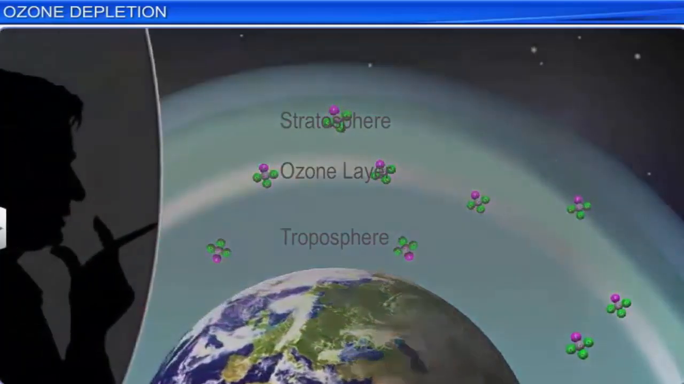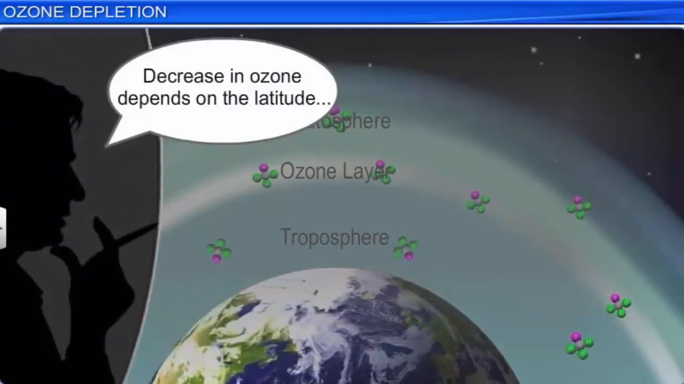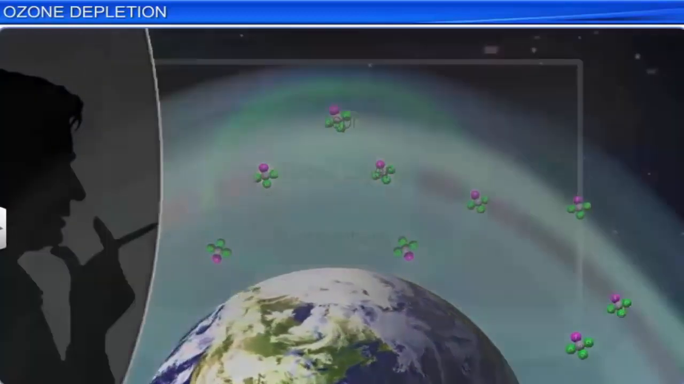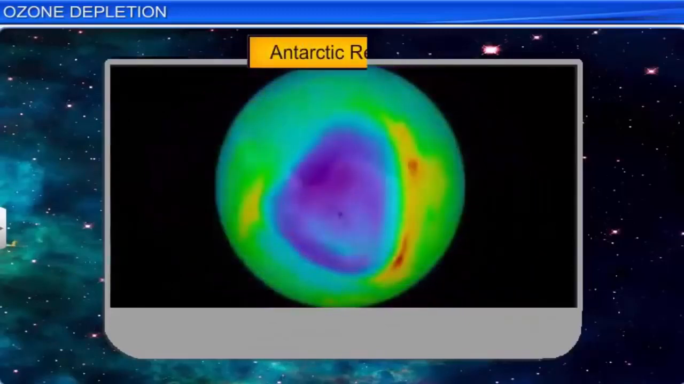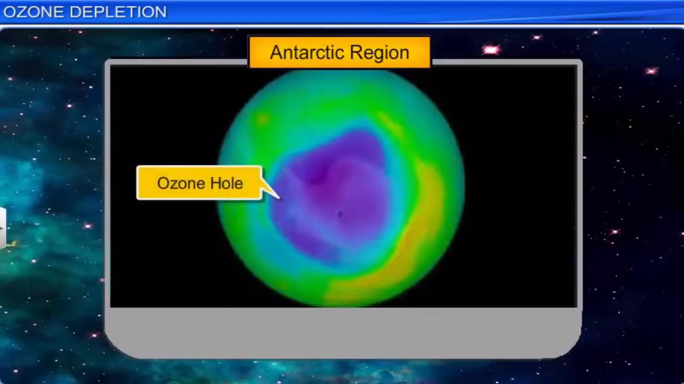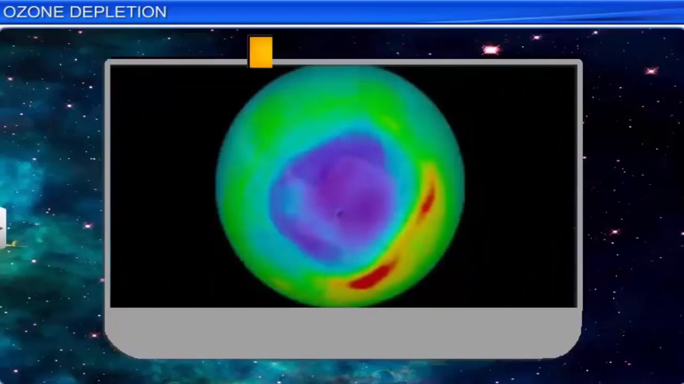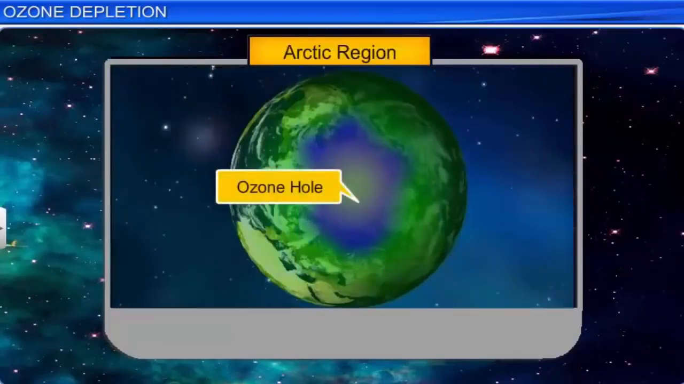Scientists discovered that the decrease of ozone in the upper atmosphere depends on latitude. Studies have shown that the decrease in ozone is strongest in regions over the South Pole, that is, the Antarctic region. This thinned ozone layer is called an ozone hole. Similarly, there is an ozone hole over the Arctic region, but over a smaller area.